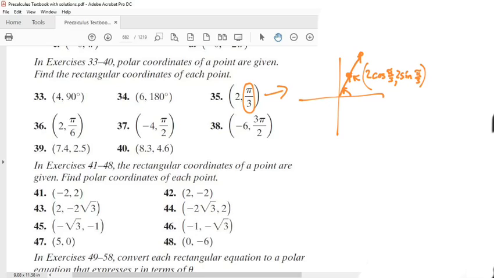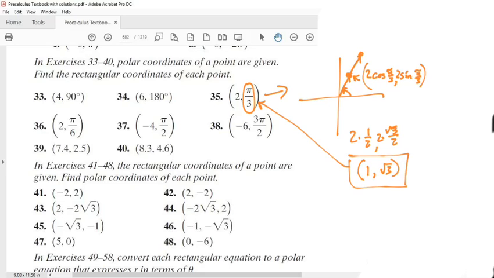So what is cosine of pi over 3? That is 1/2. What is 1/2 times 2? And then sine of pi over 3, that is rad 3 over 2, but times 2. So what do we get? We get 1 and rad 3. This is your rectangular form for that polar coordinate.